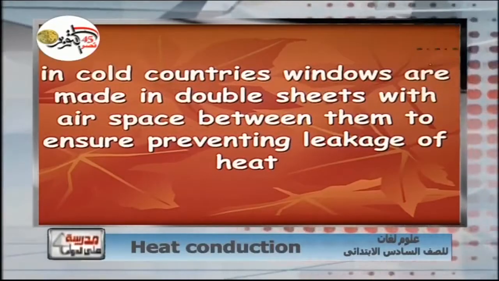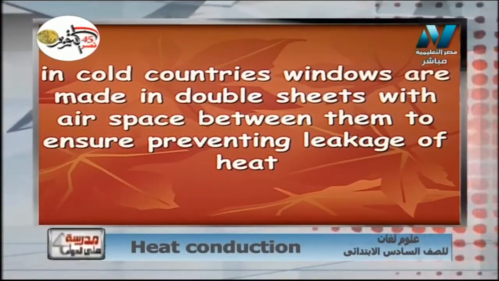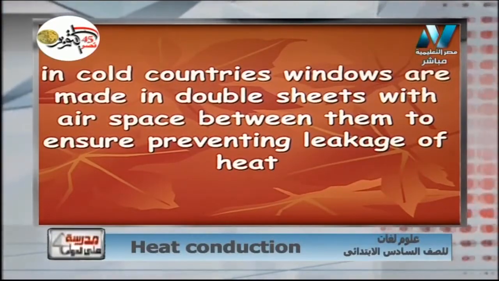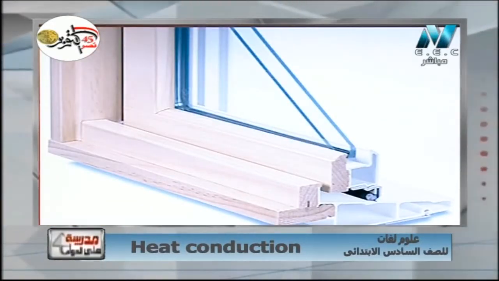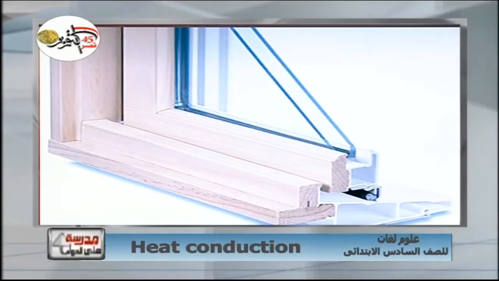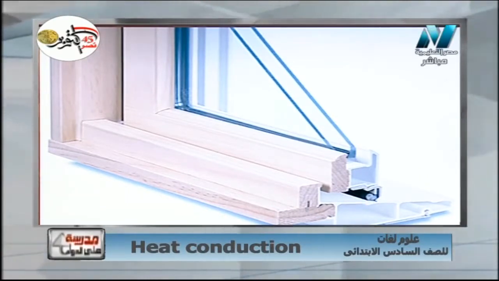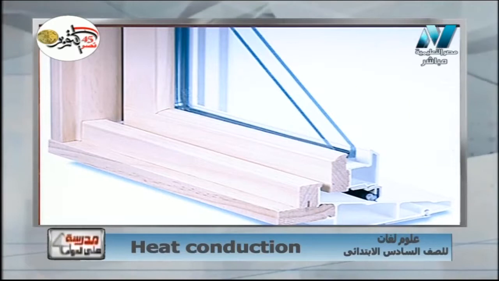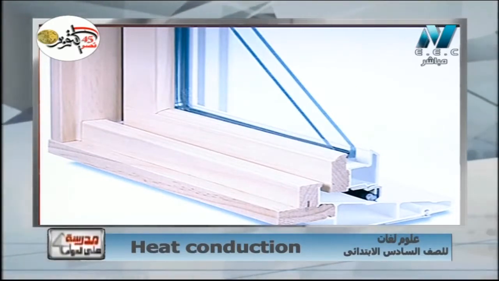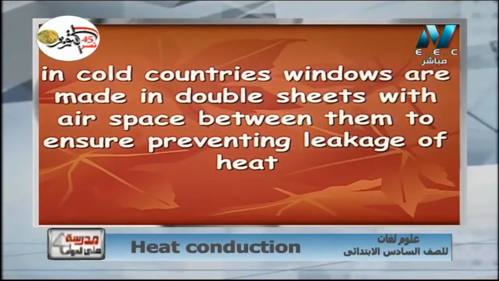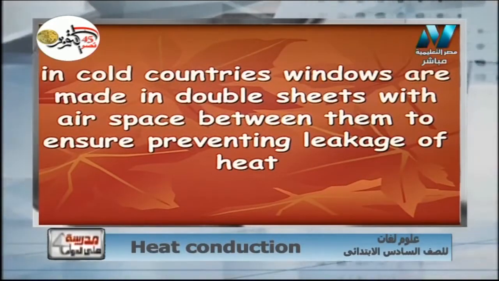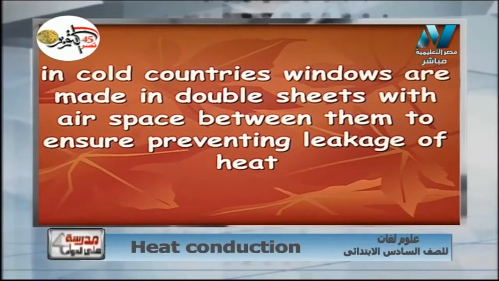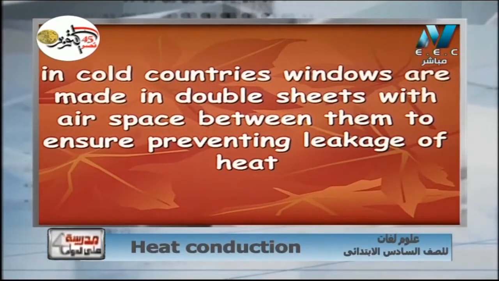This life application says that in very cold countries, في الدول الباردة جداً such as North Europe, زي شمال أوروبا, windows are made in double sheet window. Look here. The window in North Europe is made like that with double sheet glass. يعني هناك الشباك ما بيكونش فيه one sheet of glass، لا في two sheets of glass، يعني فيه لوحين من الزجاج مش لوح واحد بس. طب ليه؟ Because with air space كمان between them، وكمان بينهم فراغ هواء to ensure preventing leakage of heat، عشان يضمن أو يتأكد إنه بيمنع تسرب الحرارة.